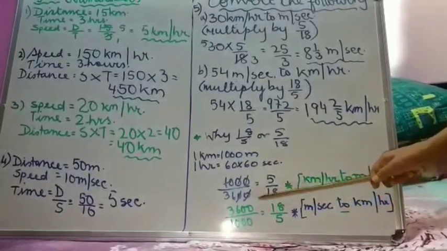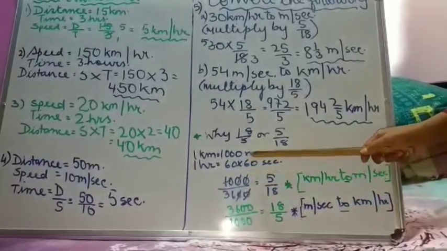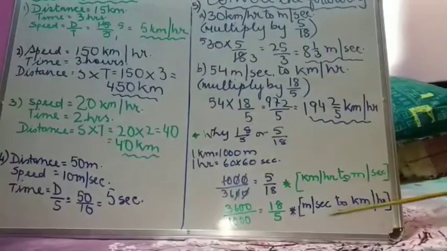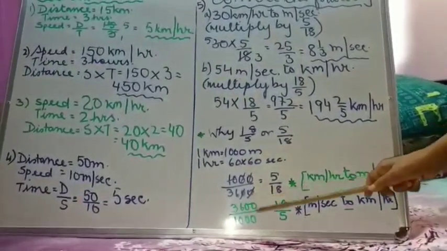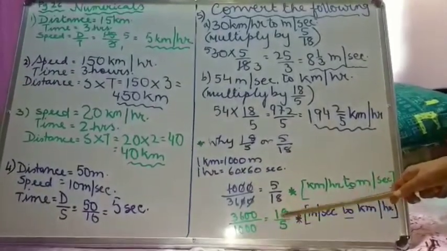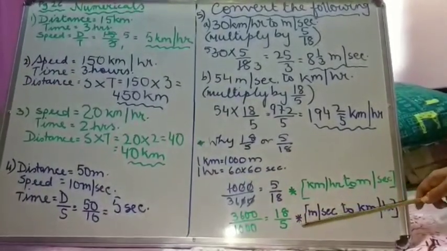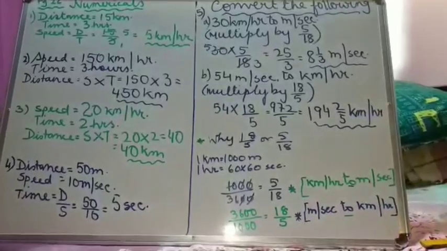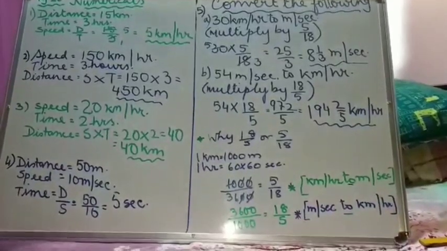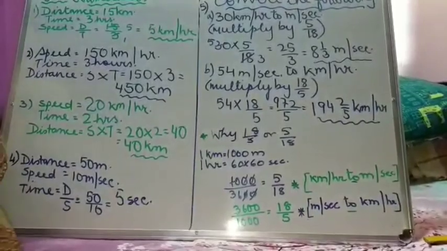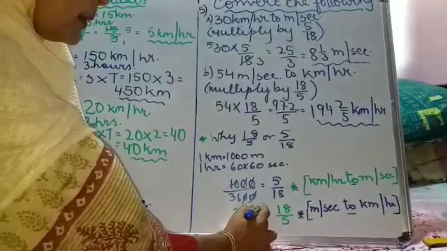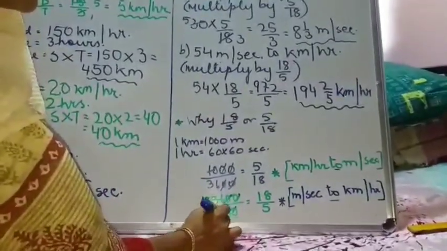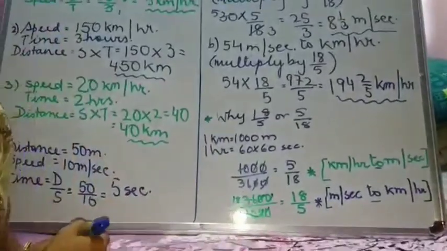And when it is the opposite, that is from meter per second to kilometer per hour, then you will have to do what? 3600 on the top and 1000 below. That comes to 18 by 5 again. How does it come to 18 by 5? The zeros will cancel. I hope it's clear now.